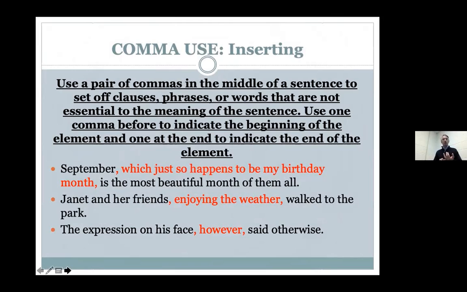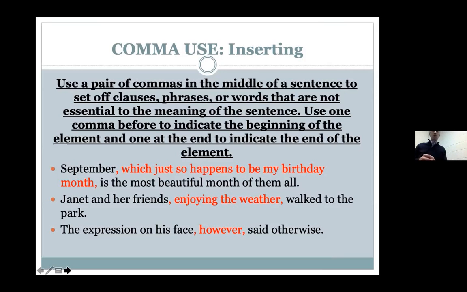Okay, so we've talked about lists. We've talked about linking. We talked about introducing, and now last we have here inserting. And this is kind of the most complicated to explain. But one of the ways I like to think of it, this is material that's not necessary for the meaning of the sentence, but it's sort of like extra information. I like to think of it as almost like an aside, like if you're talking, it's like you sort of pause a little bit to show that we're just giving the extra information.